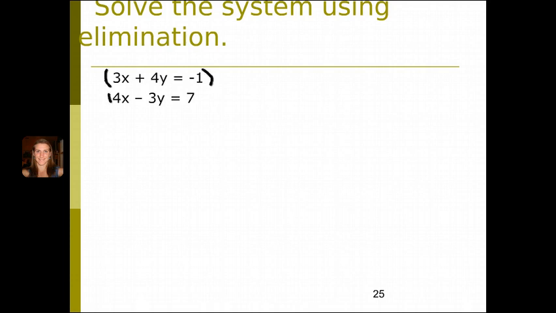You can decide if you'd like to eliminate the x or the y. I'm going to eliminate the y. So I'm going to multiply this top equation by 3 and the second equation by 4, which is going to give me a 12y and a negative 12y, which will eliminate. So I multiply 3 by everything in the first equation. 3 times 3x will give me 9x. 3 times 4y will give me 12y. And 3 times negative 1 will give me negative 3.